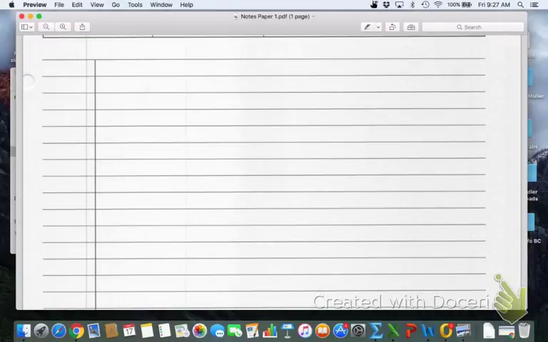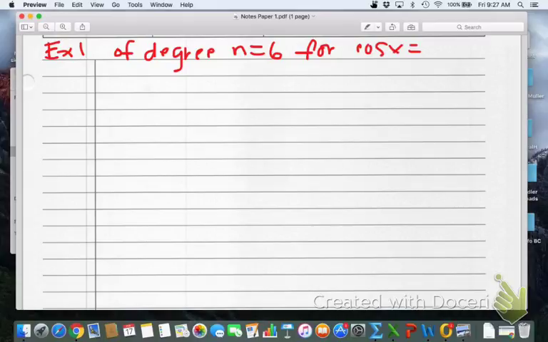Okay, so let's do another example, and this is going to be something like you'll have in your homework. So let's just say this is example 1, and your homework's going to say something like find a Maclaurin polynomial of degree n equals 6, and it's going to say for, let's just say, cosine x equal f of x, about c equals 0. So the first thing you want to do is find your derivatives.